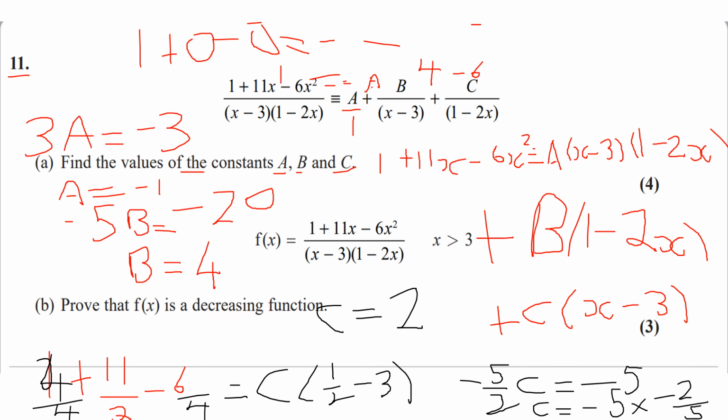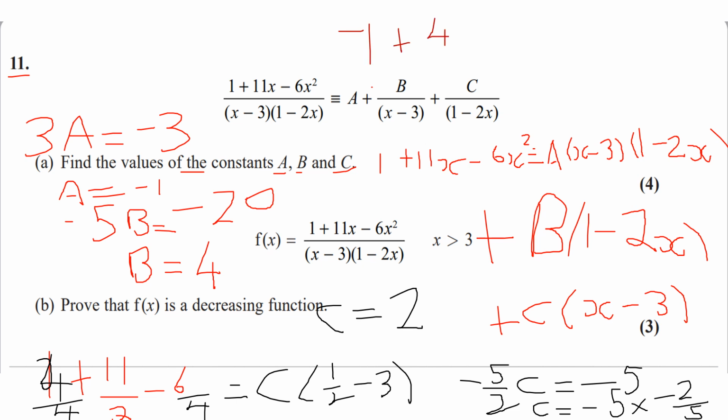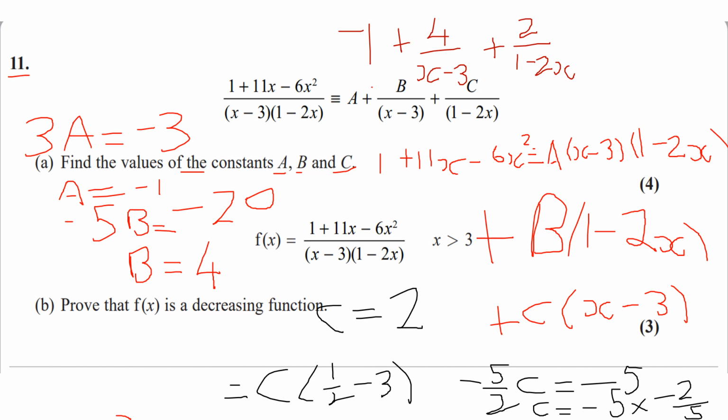A equals minus 1. And therefore, guys, my final answer is going to be in the form: 1 plus 11x minus 6x squared all over x minus 3 times 1 minus 2x can be written as minus 1 plus 4 over x minus 3 plus 2 over 1 minus 2x. That's part A done, so that's revising partial fractions. Partial fractions is always the process of splitting up the fraction. It's the opposite of combining fractions, splitting the fraction up into its individual components.